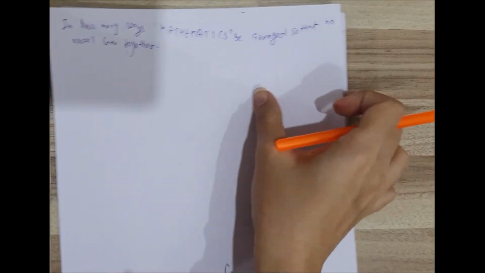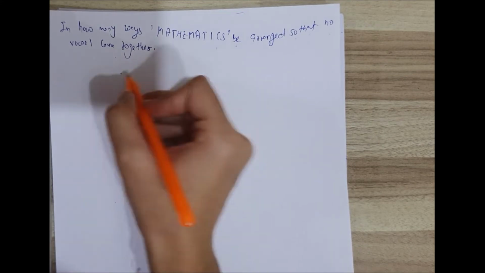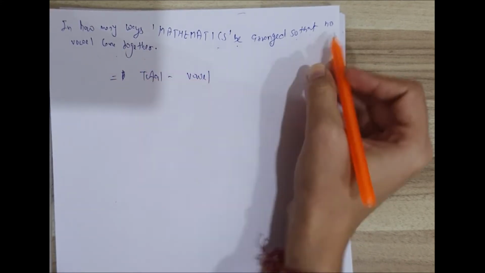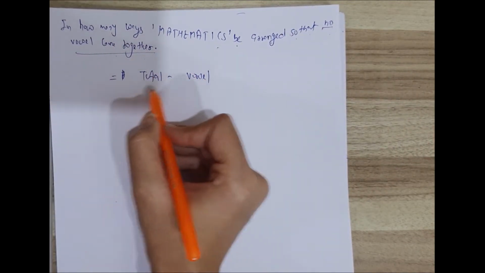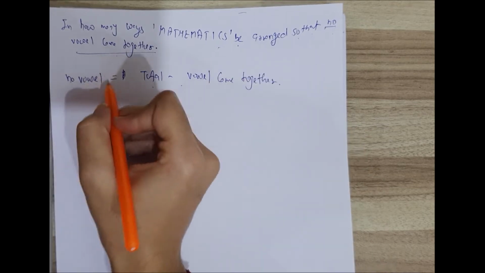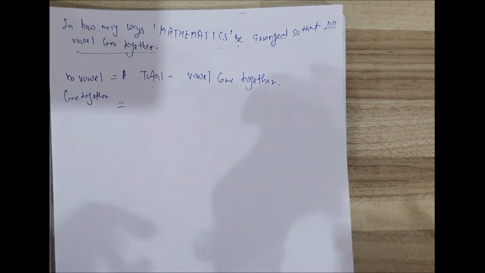In how many ways can MATHEMATICS be arranged so that no vowel comes together? So now how do we solve it? Total minus vowels come together. They are saying no vowel comes together, so total minus vowels together. This is an easy method to solve this kind of question.